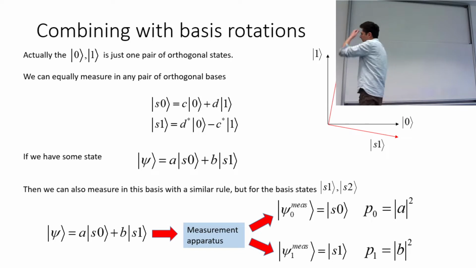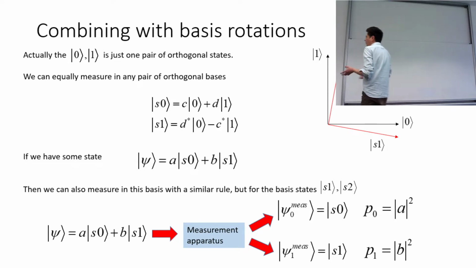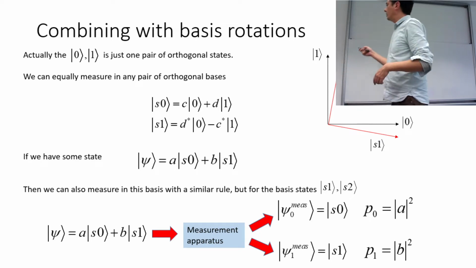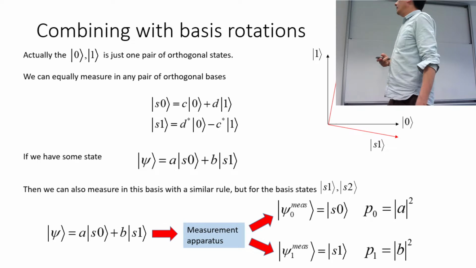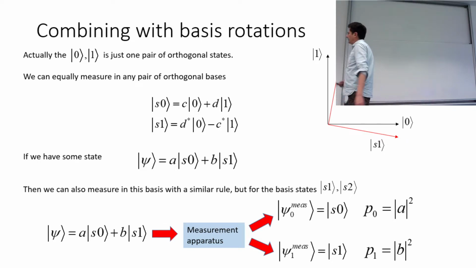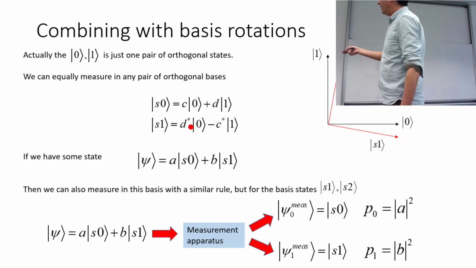Okay, and then we can have a state, and we might write it in terms of this other basis, S0, S1. And this is not like 0, 1. Basically, the content of this slide set is to say that we can also perform a measurement, not just in the 0, 1 basis, but also in this other basis, S0, S1. And of course this S0, S1 is arbitrary. It could be any pair of orthogonal states.